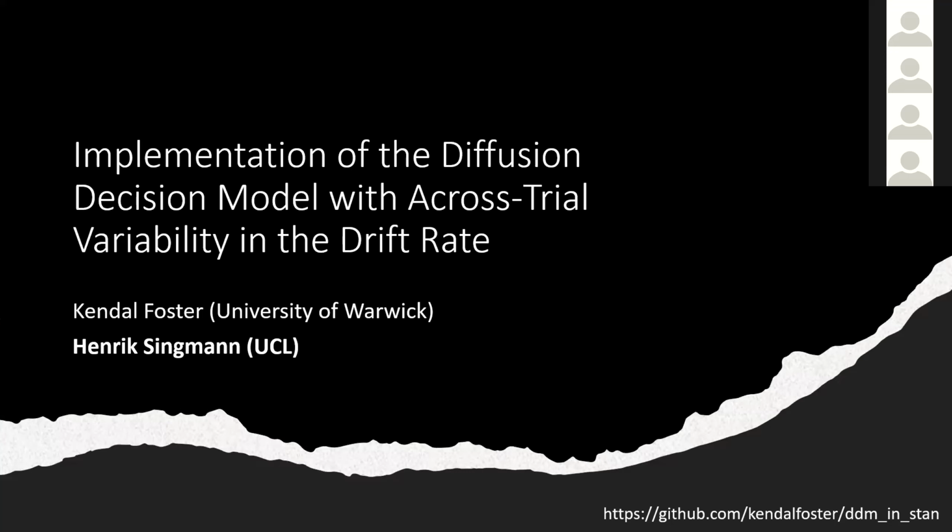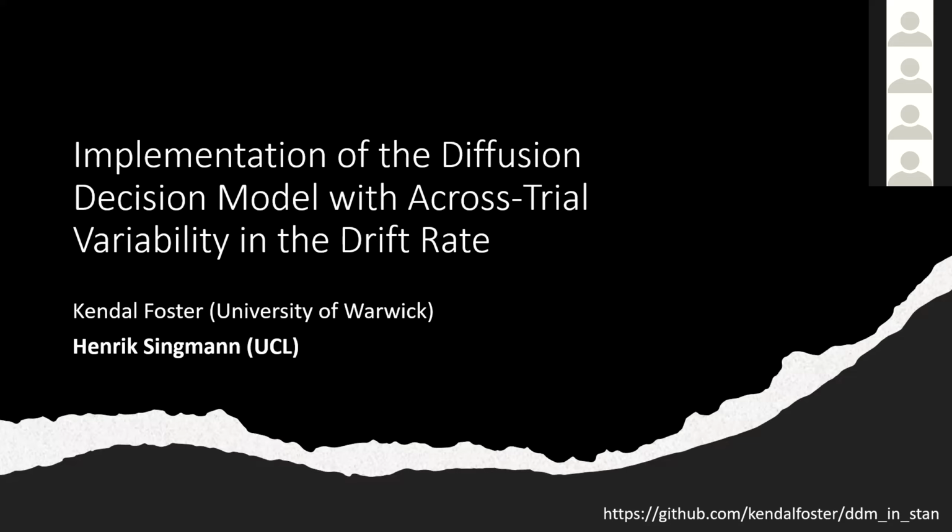I'll be talking about an implementation of the diffusion decision model with cross-trial variability in the drift rate. We have already started. Whenever I say we, I mean Kendall, unless it's an error, then it's my fault, of course. Kendall has already prepared a lot of this, and it is available on GitHub: GitHub/kendallfoster/DDM_in_Stan, and there's already a first draft of the document.